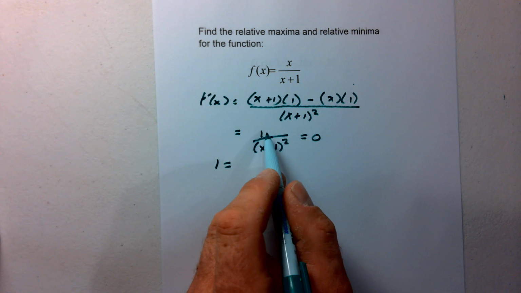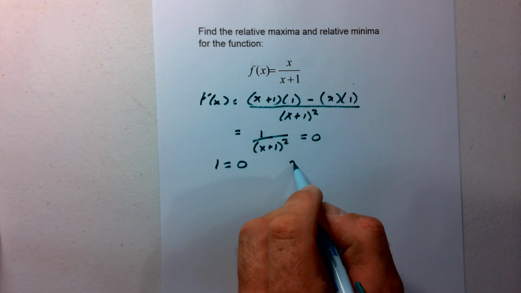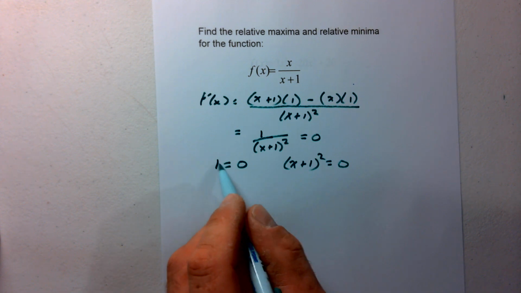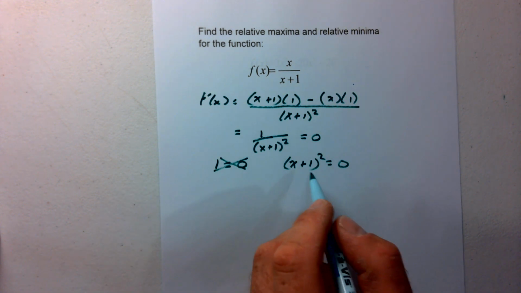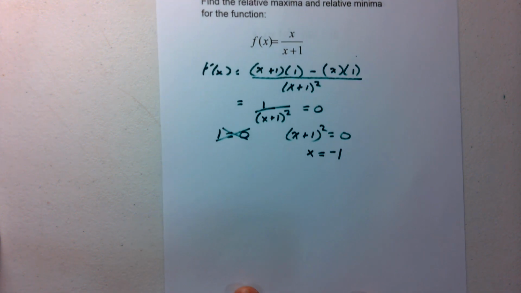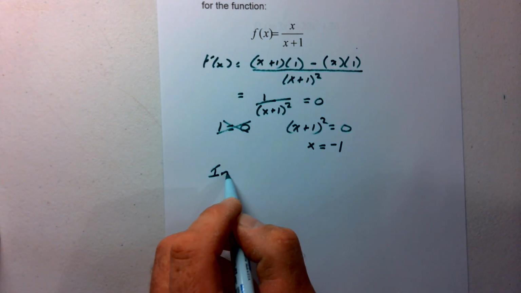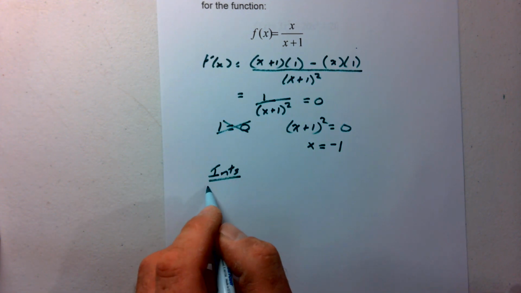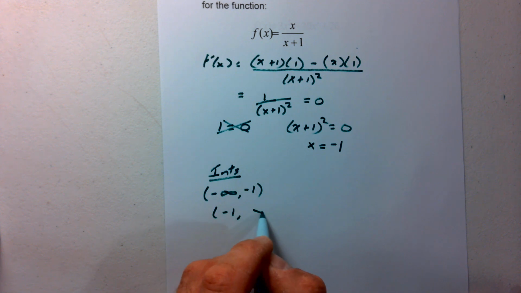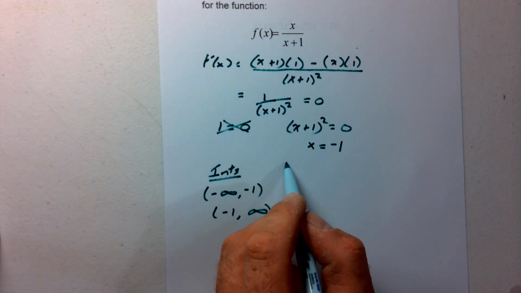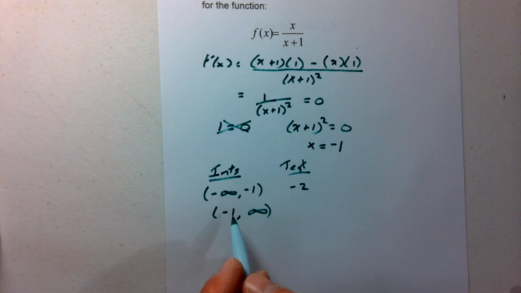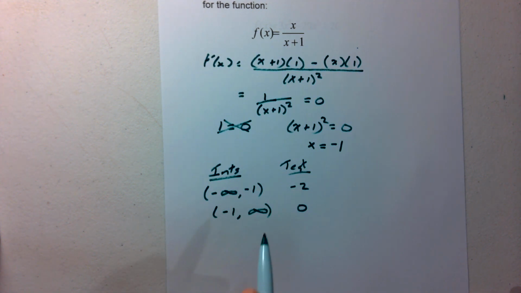Again, remember, as I look at a rational, I set the numerator equal to 0. I'm going to set my denominator equal to 0. 1 equals 0, that doesn't make sense to me. x plus 1 squared equals 0, so I get x equals negative 1. So my intervals, I only have 2 intervals. I'm going to start at negative infinity and go to negative 1, and then negative 1 to infinity. My test values, I'm going to plug in negative 2, and I'm going to use 0.